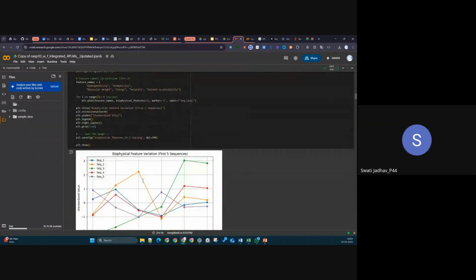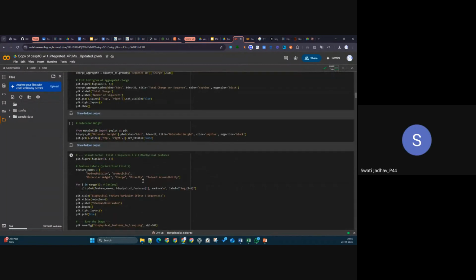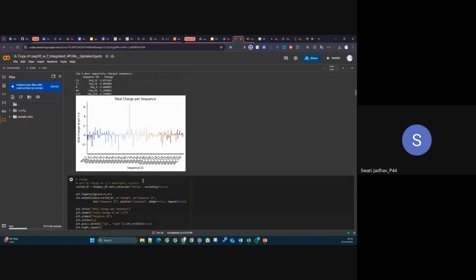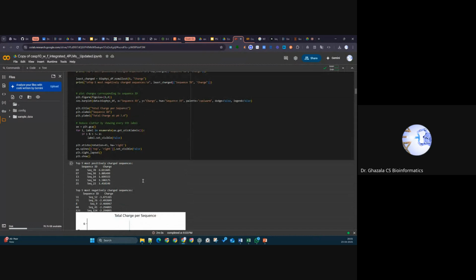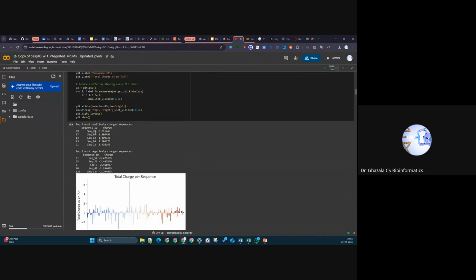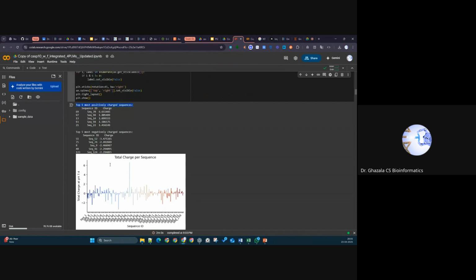Ma'am, and also that charge graph, this one I don't understand. Yeah, so this is the charge. If we want to check the top 5 positive charges, which sequences have maximum positive charge and which have maximum negative charge, we have visualized that. We can also save this into a CSV file, so that later we can check how the charges are changing based on the sequences.